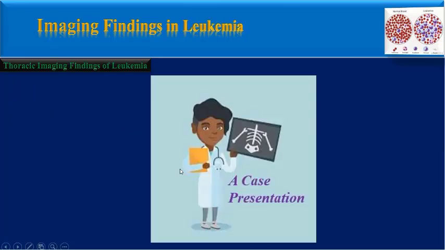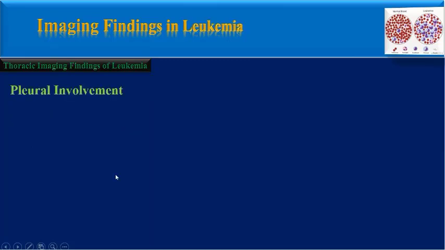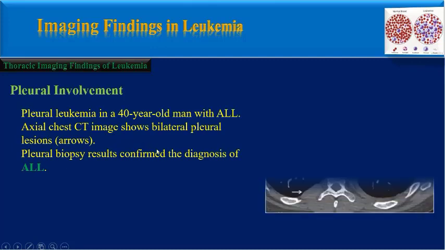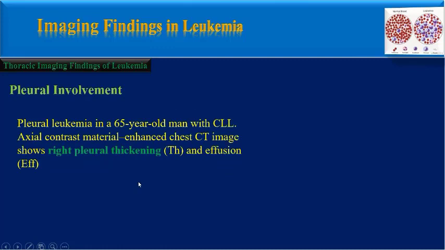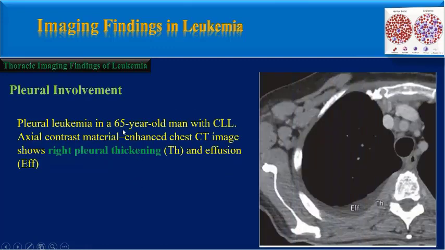Now, a case presentation of pleural involvement. Pleural leukemia in a 40-year-old man with ALL. Axial chest CT shows bilateral pleural lesions, and pleural biopsy results confirm the diagnosis of ALL. Another case, pleural leukemia in a 65-year-old man with CLL.